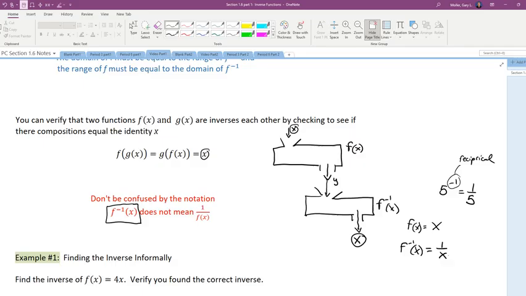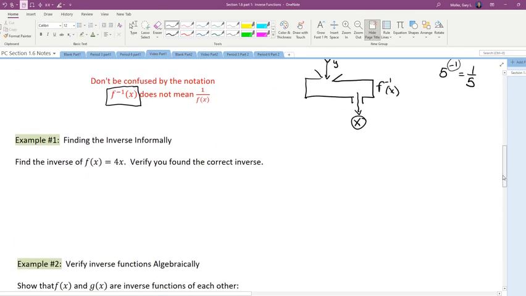But don't be confused. In general, raising something to the negative 1 power, a function like this notation, doesn't mean reciprocal. It means inverse. Okay? We just shorthand it for numbers because the inverse of a number is its reciprocal. All right. Hopefully that made sense. I'm trying to rush through this so it's not a super long video.